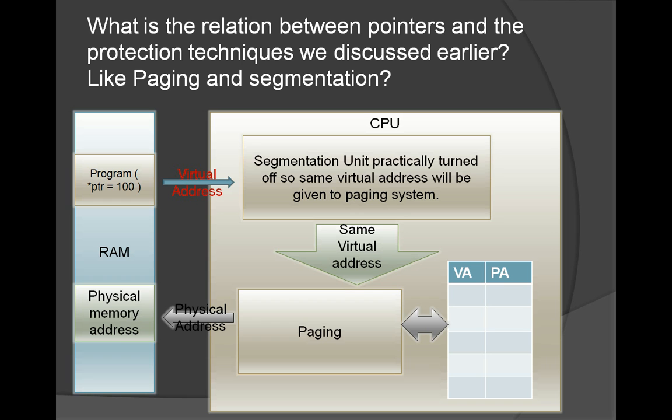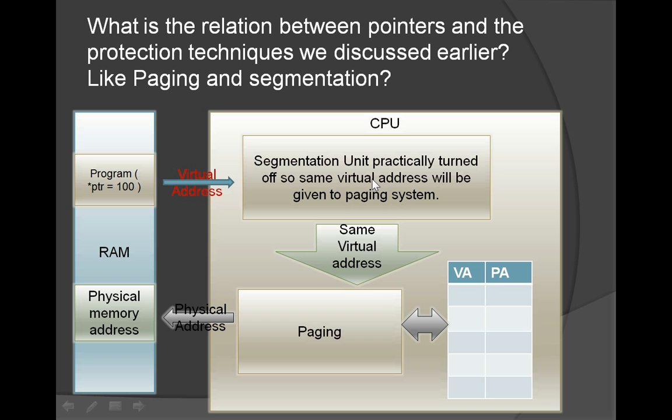Now one last thing. What is the relation between pointers and the protection techniques we have discussed earlier, like paging and segmentation? So let's try to understand that. This rectangle shows the physical memory. Our program is residing inside the physical memory. We are accessing a memory location, ptr, from the program. All the addresses, as I mentioned earlier, are virtual addresses inside the virtual address space, which is going into the CPU. The instruction you are executing is something like move dword ptr XYZ. So we are giving a virtual address into the CPU.